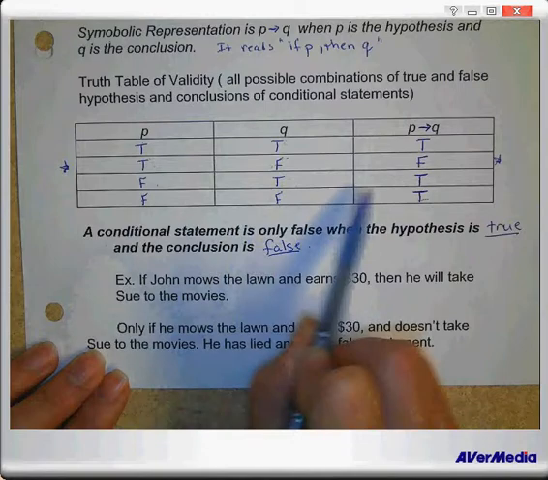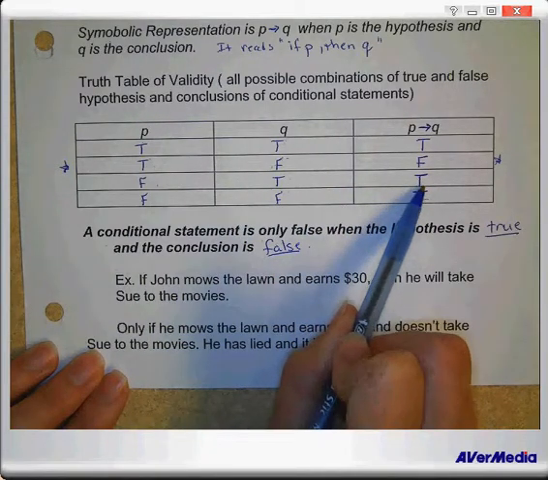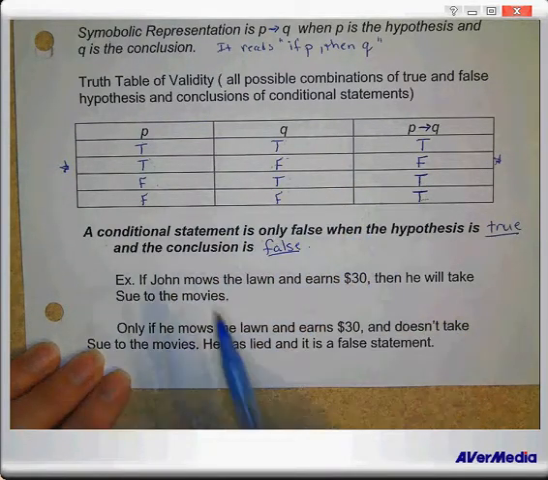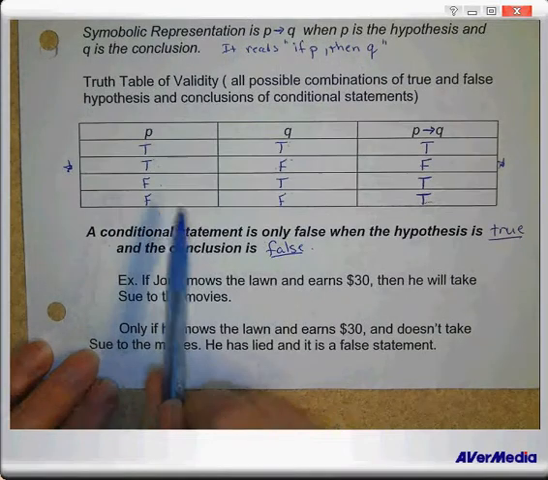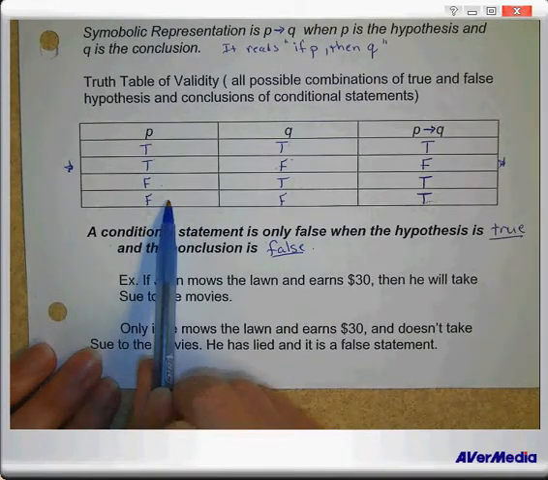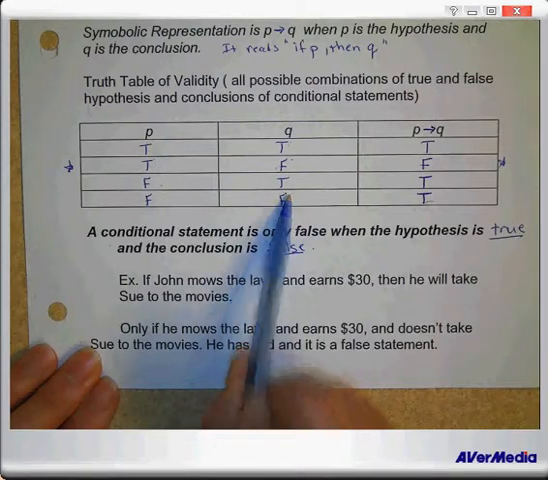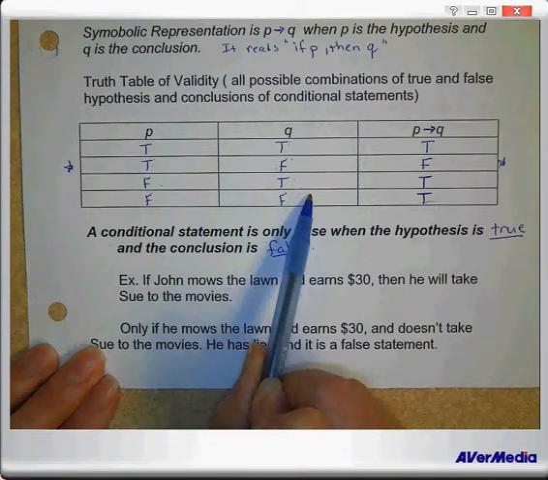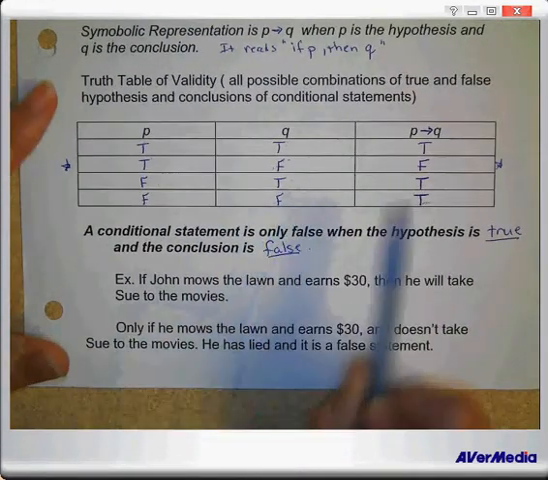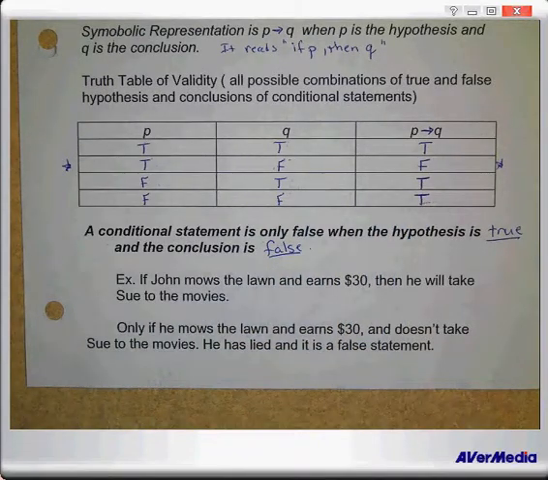So try to think about it as if you're telling a person a true fact or not, and are you keeping your word, is an easy way of memorizing this. So anytime that you have a true hypothesis and a false conclusion, that's when it's a false statement. You prove it wrong by showing a counterexample. Now, we are going to go over to the other side of the worksheet here, and then we're going to talk about other ways of writing conditional statements.